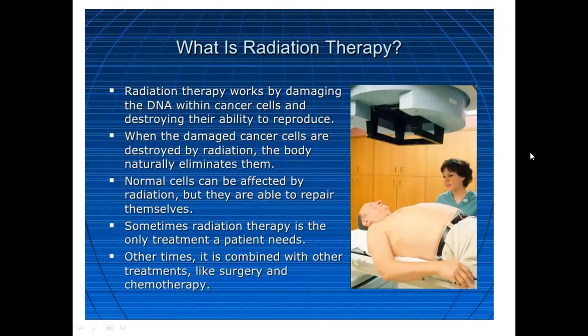What is radiation therapy? Radiation therapy works by damaging the DNA within cancer cells and destroying their ability to reproduce. When the damaged cancer cells are destroyed by radiation, the body naturally eliminates them. Normal cells can be affected by radiation, but they are able to repair themselves. Sometimes radiation therapy is the only treatment a patient needs, but in most cases it is combined with other treatments like surgery and chemotherapy.